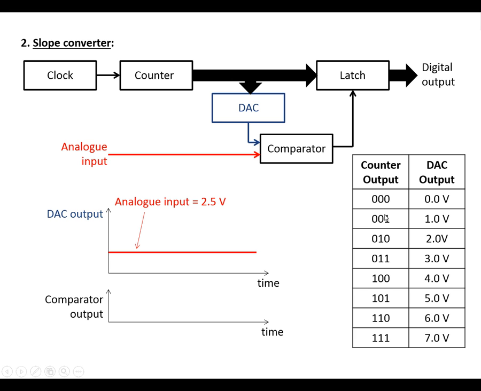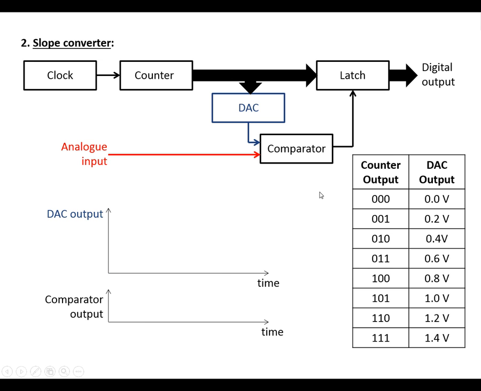So let's put an example in. We've got 2.5 volts. Now in this system, when the DAC output goes above the analog input, it's going to latch the comparator, and that's going to happen when the DAC output is at 3 volts. So it's going to latch the number 011 at the output there. So it's going to count up, and as soon as it goes above 2.5 volts, that's the 3, it latches the latch. And there's a little mistake here, there should be another dotted line here, so the comparator will go high here again, latching the 011 on the output again.